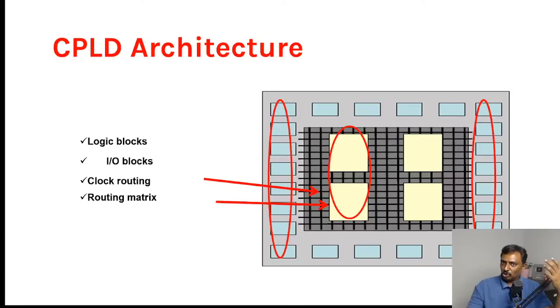It has logic blocks where you could implement any complex Boolean functions like Karnaugh map implementations or Boolean equations. If you want to implement any truth tables, you could use logic blocks. And IO blocks, where the IO pins will be connected, and clock routing to give clocks to these logic blocks, and a routing matrix to interconnect these logic blocks. Okay, so this is the CPLD architecture.